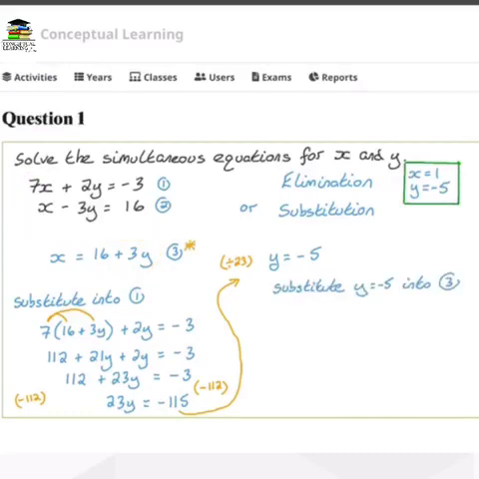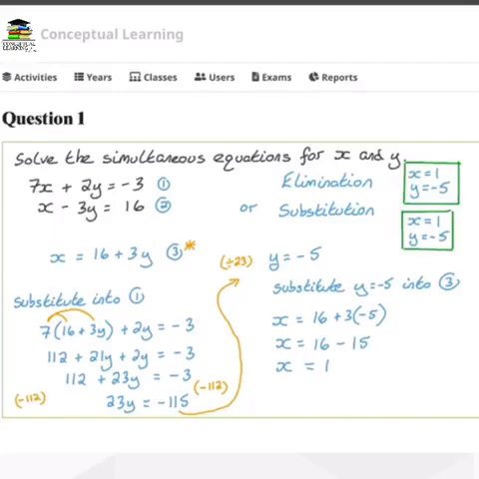We now need to substitute y equals negative 5 back into equation 3 to calculate x. x is equal to 16 plus 3 multiplied by negative 5. 3 multiplied by negative 5 is negative 15, so we are left with x equals 16 minus 15. Therefore x is equal to 1.